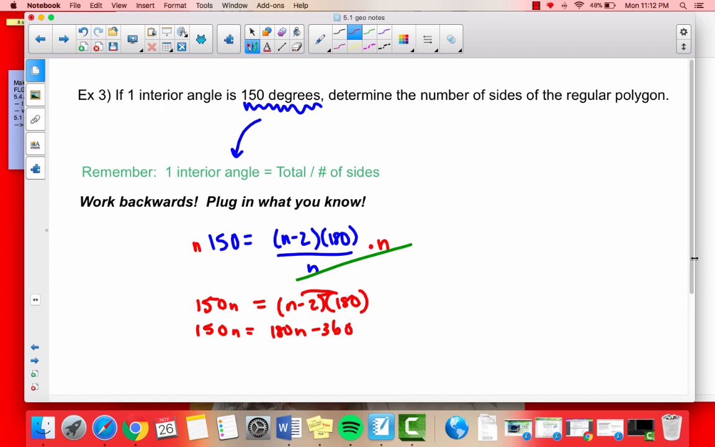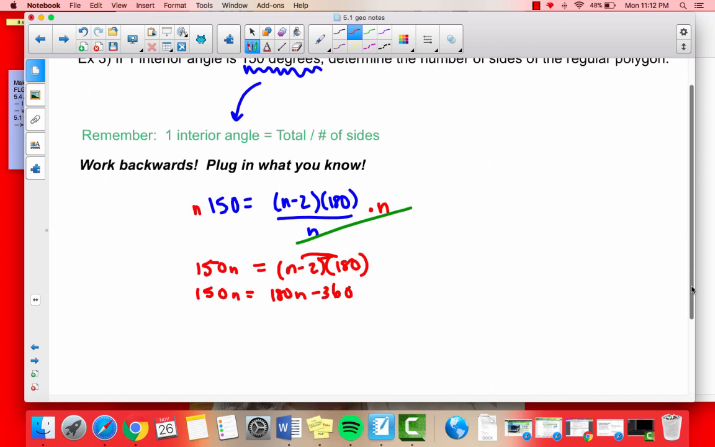And now it's just a basic one variable equation where I can solve. I'm going to subtract 180n over to the left side, and I'll get negative 30n equals negative 360. And then, when I divide by negative 30, I get that n is equal to positive 12.